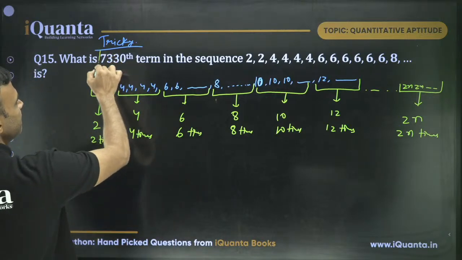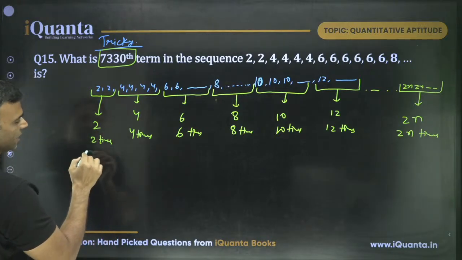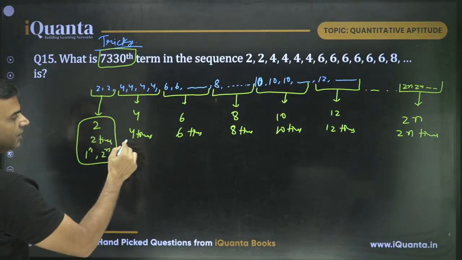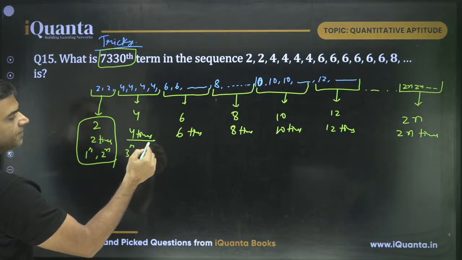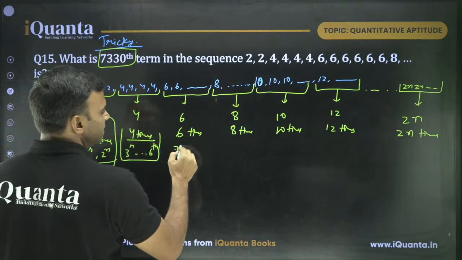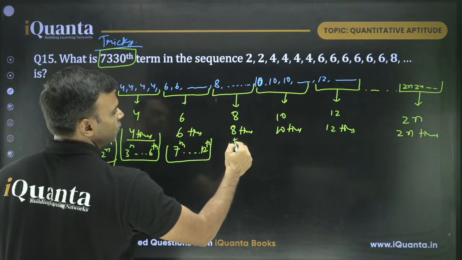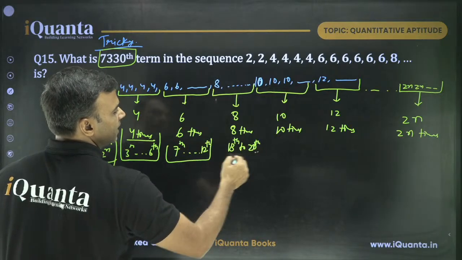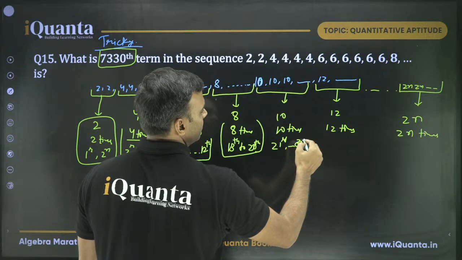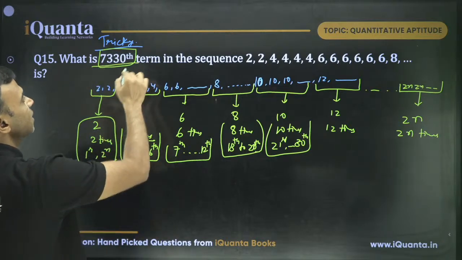We want the 7330th term. You see, first term is 2, second term is 2. Do you realize? चलो इसको भी explain करता हूँ. Right now I'm explaining the question. First and second. ये 4 times का मतलब क्या है? Third, fourth, fifth, sixth. Third term to sixth term, that is 4. Seventh term to 12th term, that is 6. 13th term to 20th term, that is 8. 21st term to 30th term, that is 10, and so on. So that way we want the 7330th term.